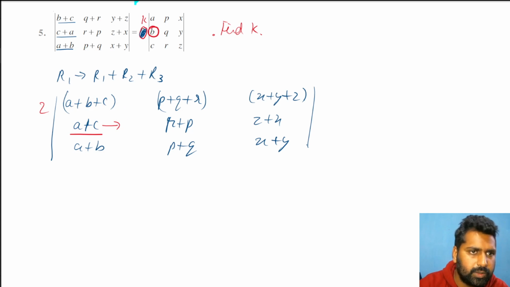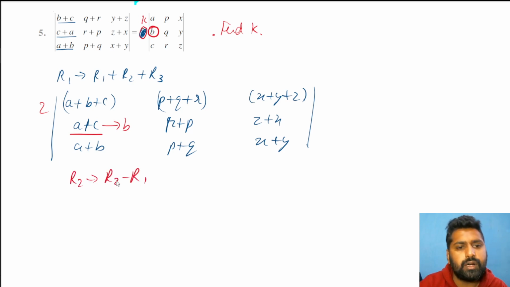So in order to get B here, I'll subtract. What am I going to subtract? R2 goes to R2 minus R1. Remember, we are doing the operation on R2. I have to write R2 first, and then I can do anything with row 1 or row 3. Similarly R3 also, if we subtract, we'll get this element C. So let's try to get these elements. I think correspondingly we'll get the other elements. R3 goes to R3 minus R1. Let's perform these operations.